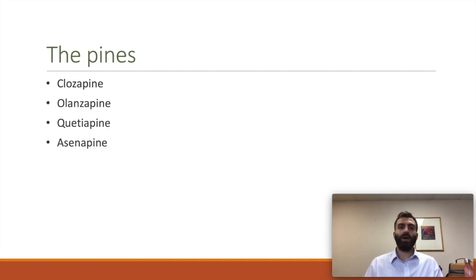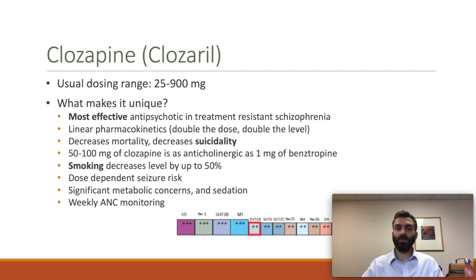So I split them by the pines, the dones, and then the partial dopamine agonist. We'll start with the pines. So clozapine, this wasn't in the CATIE trial that we talked about, where basically all the antipsychotics were the same. Olanzapine's a little more effective, but clozapine has consistently shown that it's the most effective out of the antipsychotics.